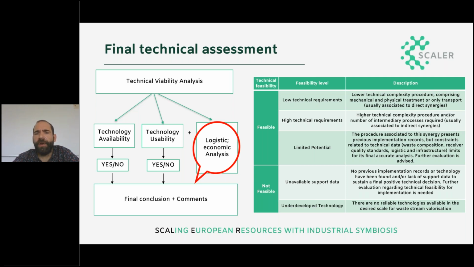It's a very interesting work, a very extensive review of all these 100 synergies, and we think that this information is the starting point for a larger scale implementation on the technical side. Regarding the unfeasibility of the synergies, we divided it in two. The ones that are not feasible because we don't have available support data, and others that are associated with underdeveloped technologies that pretty much were at the lab scale, on the prototype level.